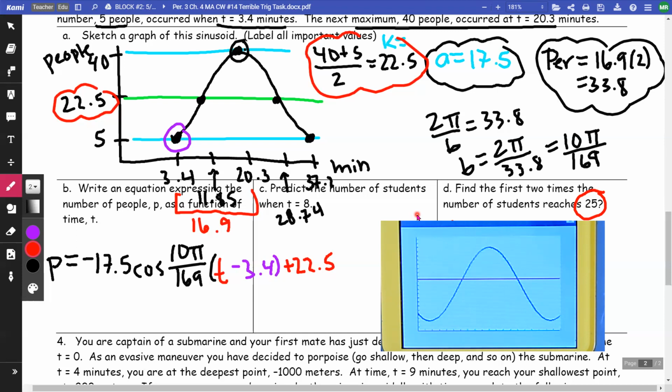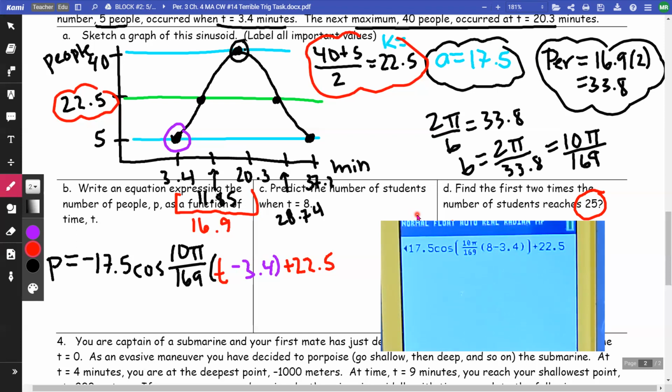What I want to show you is you can put 8 into the equation on just a regular screen. So if I go to a regular screen, I could type in negative 17.5 cosine of 10 pi over 169 times 8 minus 3.4, close, plus 22.5, making sure my calculator is in radians, which it is. And I can get 11.017.